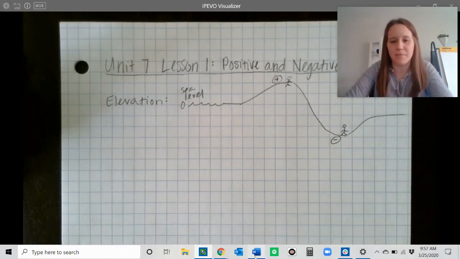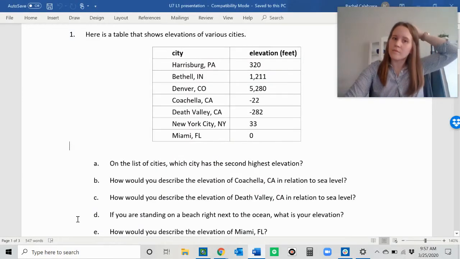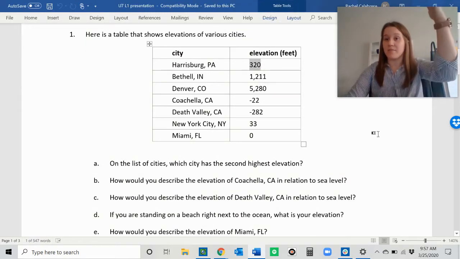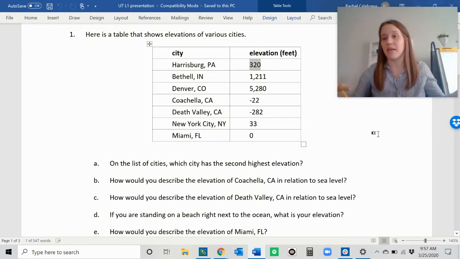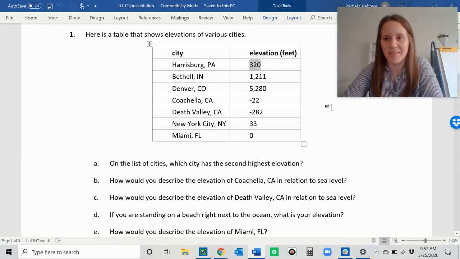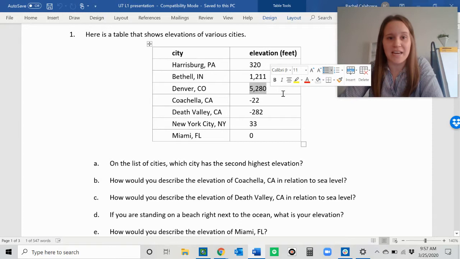Let's look back at this problem. All right. So I see an elevation of 320 feet. That is above sea level. So this city is probably up over in a mountain or something like that. Maybe a hill that isn't actually that far. This one, wow, 5,280 feet above sea level. That's really high. If you've ever been to Denver, you know there's a lot of mountains in Denver.